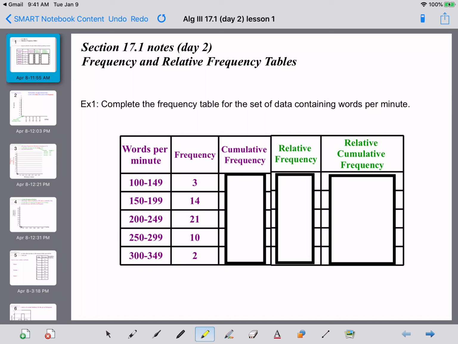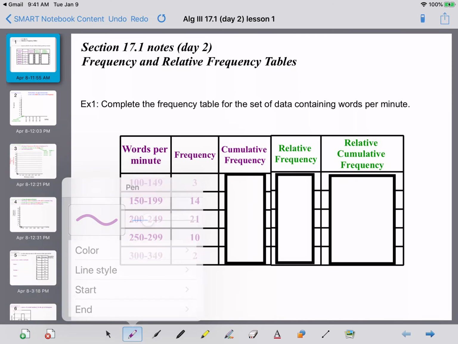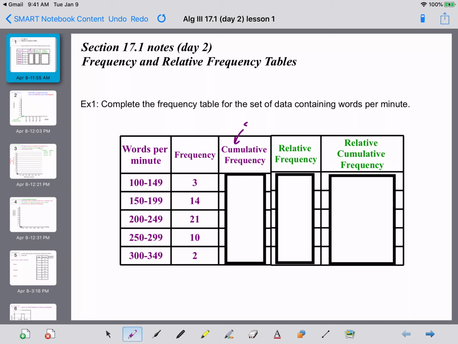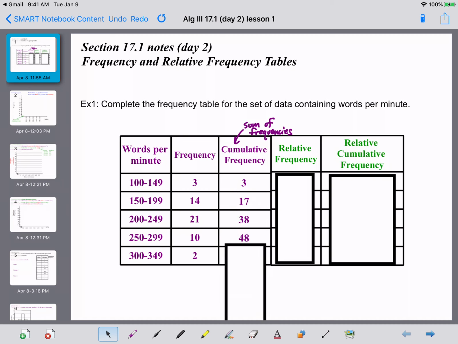Now, cumulative frequency, whenever you see that word cumulative, you should think of a sum. So this is just the sum of the frequencies. As we go down this row, we start at 3, and then when you add 14, you get 17, and then you add 21 to get 38, add 10 to get 48, and add 2 to get 50. So this last entry in the cumulative frequency row is actually just your total number of items. So there are 50 people that we're looking at, their typing speeds.